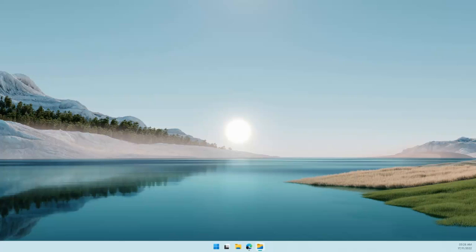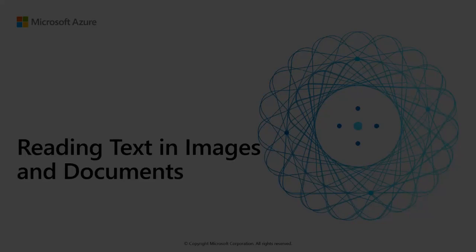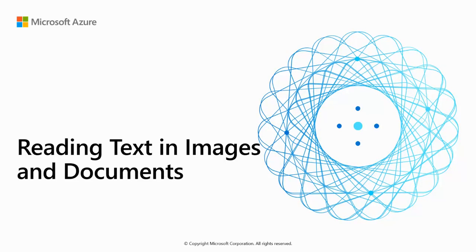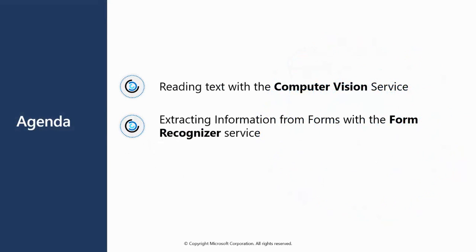Let me close this and let me open once again the next module. Okay, so now let's talk about reading text in images and documents. The agenda of this module: the first lesson is reading text with the computer vision service. After that, we are going to talk about extracting information from forms with the form recognizer service.